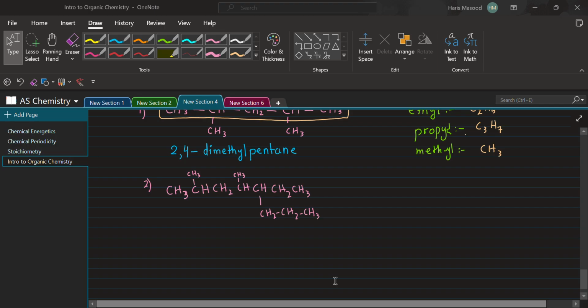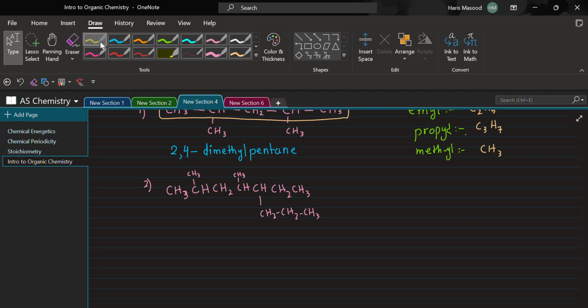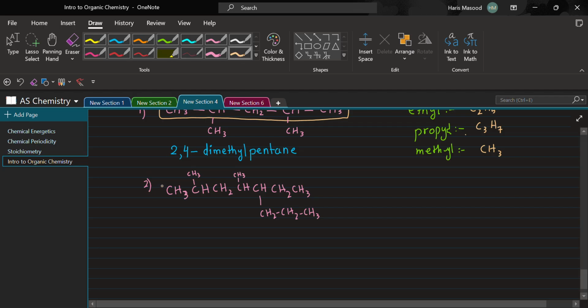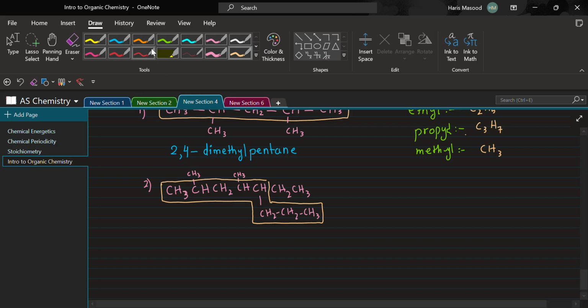Yeah, but first you have to select the longest carbon chain. How would I do it? Yeah, this one. So then it becomes much simpler to do. Like now you have carbon 1, 2, 3, 4, 5, 6, 7, 8. So on which carbon is this group attached?